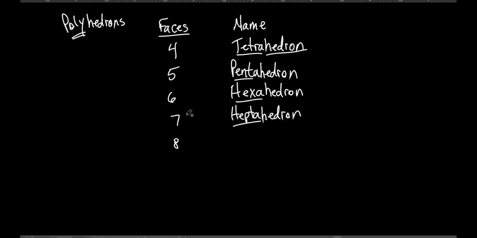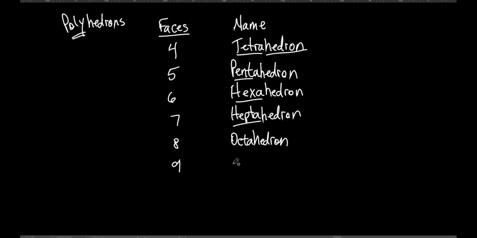Very simple, because I could ask you a question. Name a polyhedron with 5 faces. What would you call it? A pentahedron. So know the words, know what it means. 8. What's 8? Octa. Octahedron.